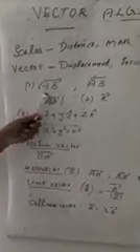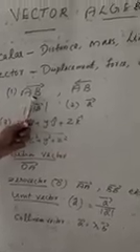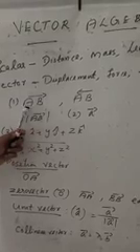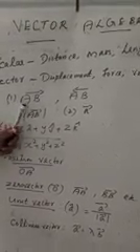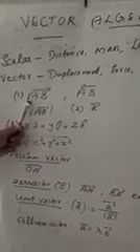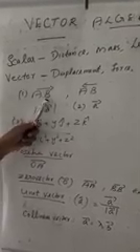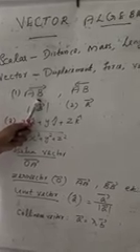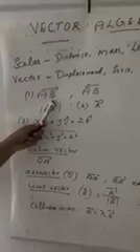How will you represent a vector? There are three notations. The first notation is by using two capital letters. In the first notation, see this example, vector AB. Here, the first letter A is the starting point. It is called the initial point. And the second point B, the finishing point, is called the terminal point.